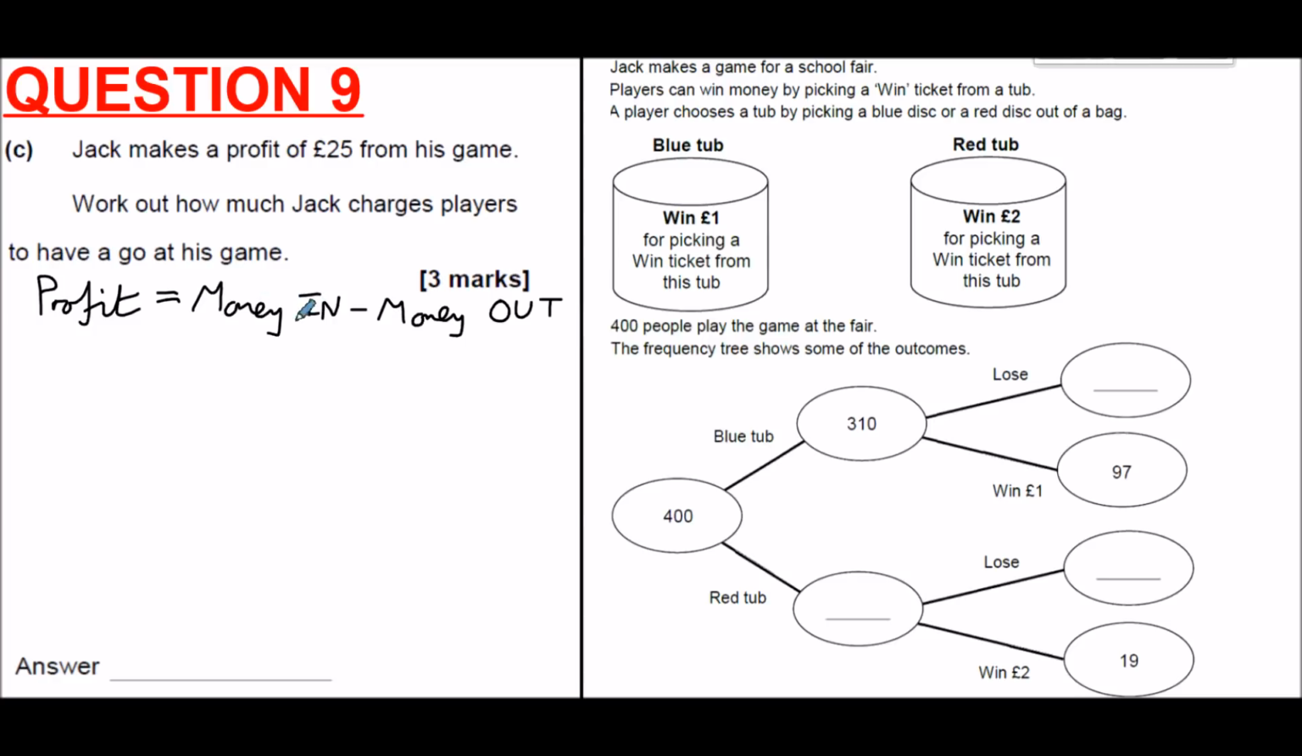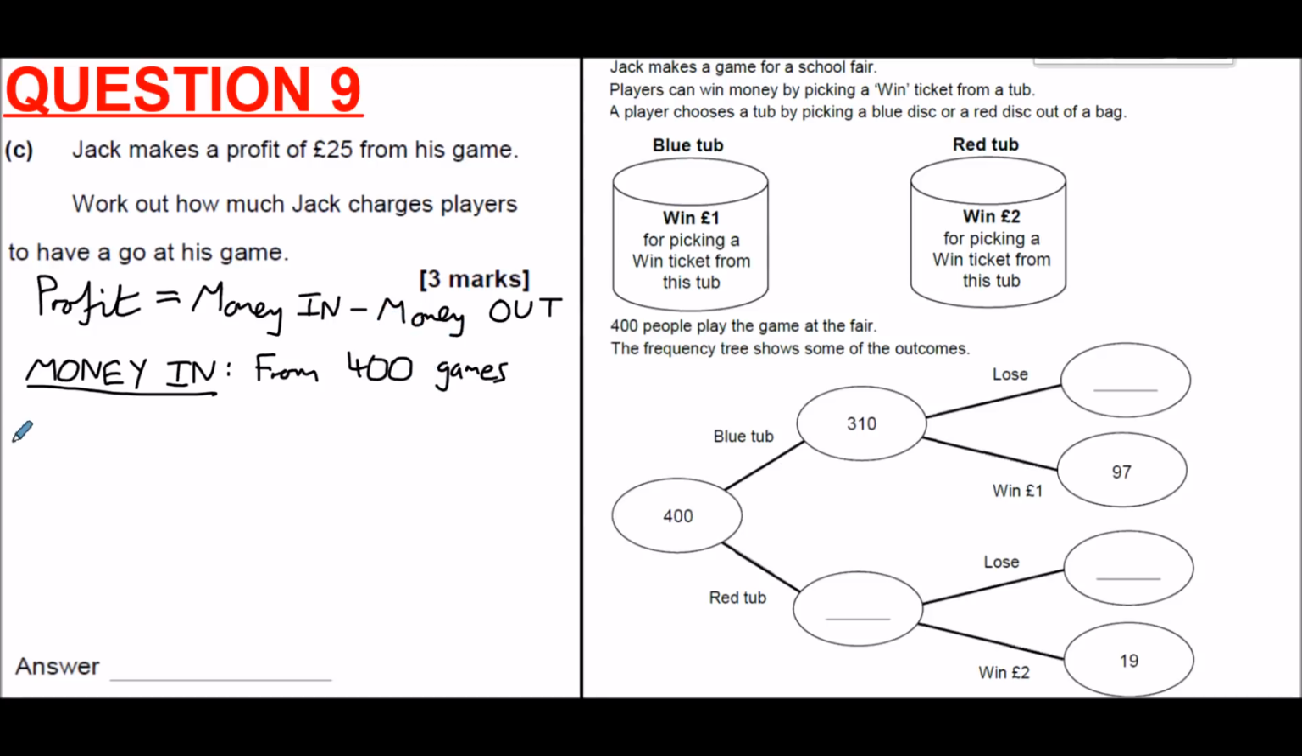So the more money you bring in, the better. The less money you pay out for expenses, the better. So profit is the difference between money in and money going out. And so we can just work these out now. So how does Jack make money from this game? Money in is going to be from charging people to go at the game. So money in is going to be from tickets or from players. 400 people will pay 400 times for a game.